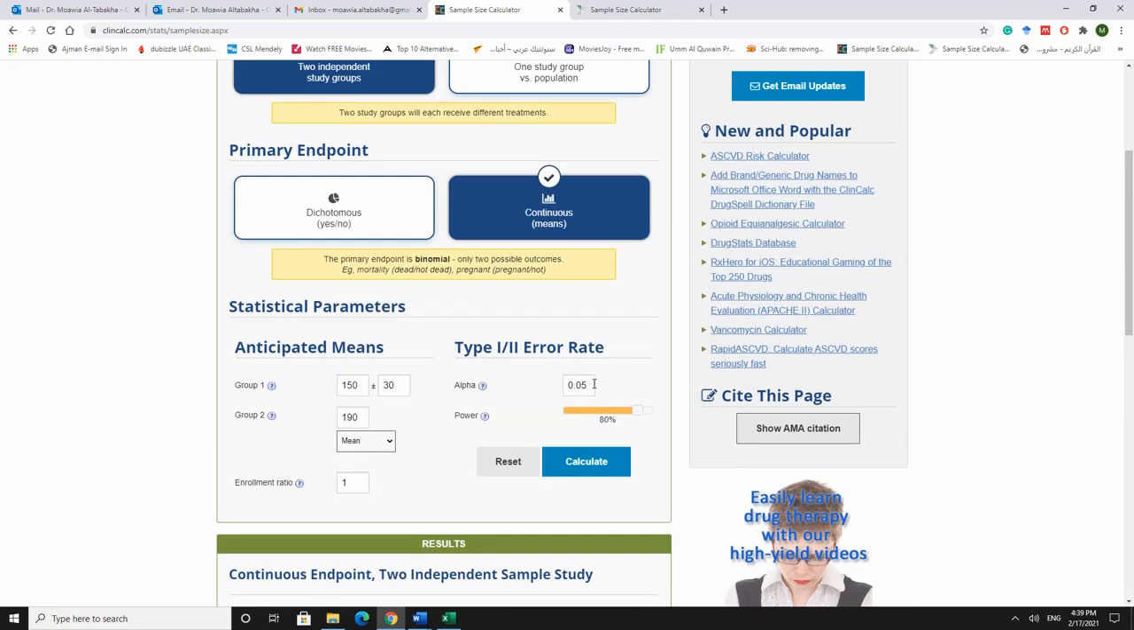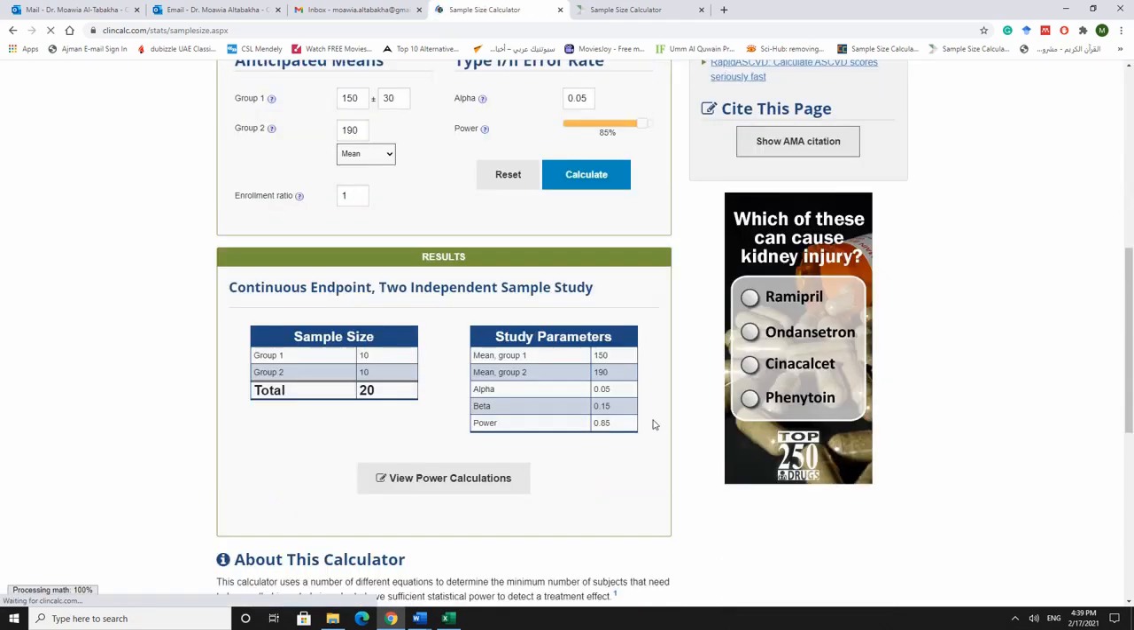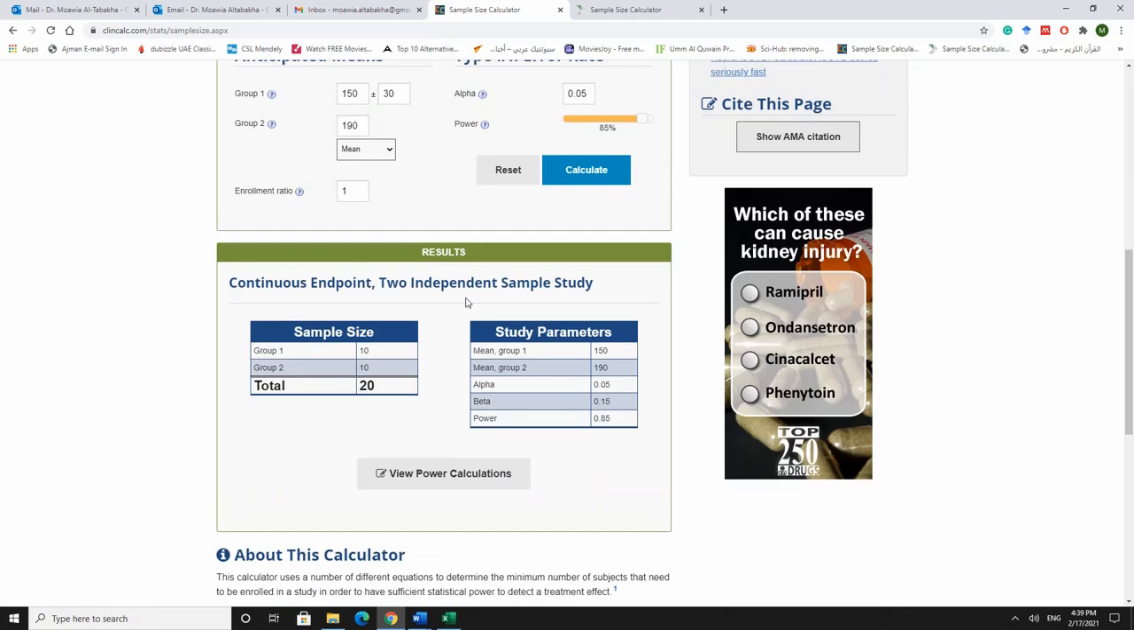Okay, if I want to increase the power of the study, what happens to the sample size? It will increase. Look, now 85. It was 9 and 9. See now 10 and 10. Okay, so these things you need to know.